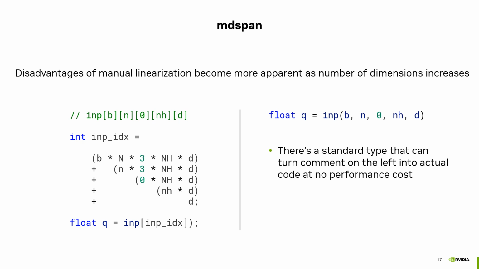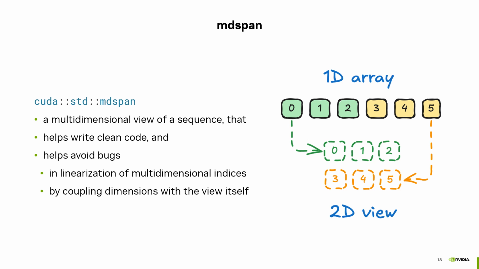It flattens a 5-dimensional set of coordinates into a single index. It's easy to make a mistake in code like this. It even includes a comment to show what the actual intended indexing is. Wouldn't it be nice to use a standard C++ type that could make this type of indexing actually compile?